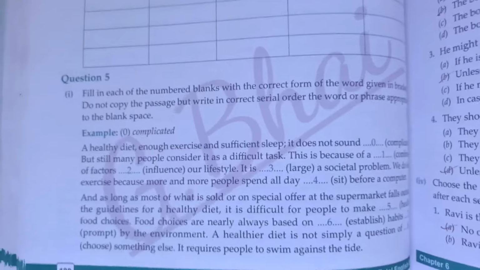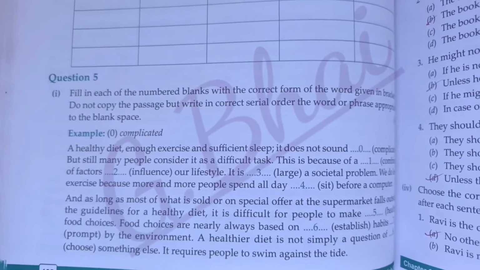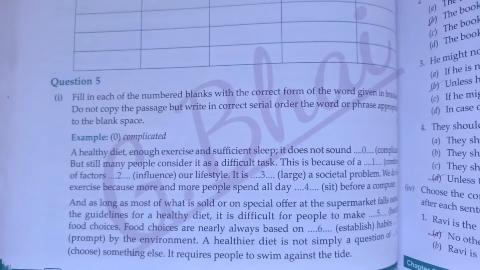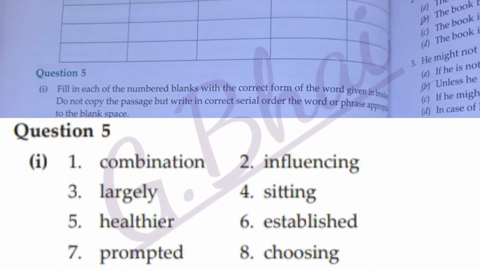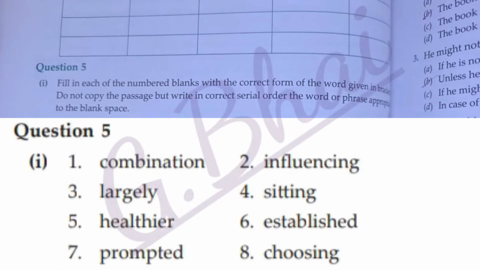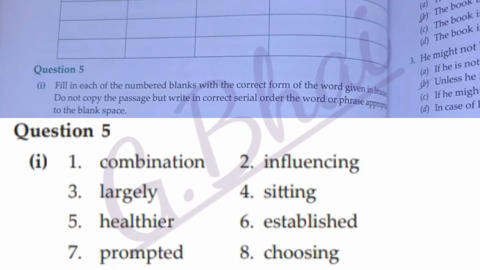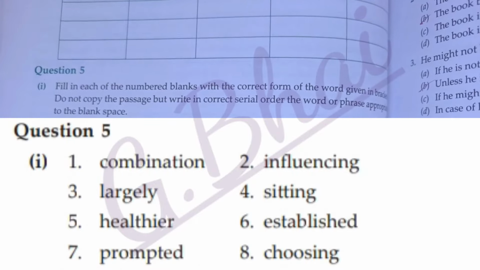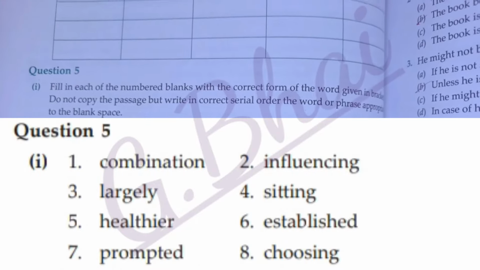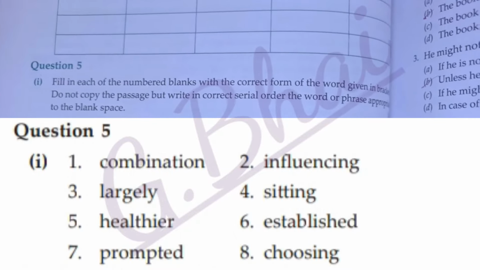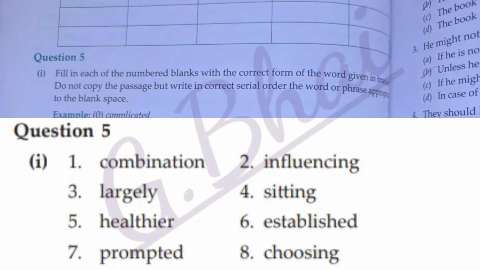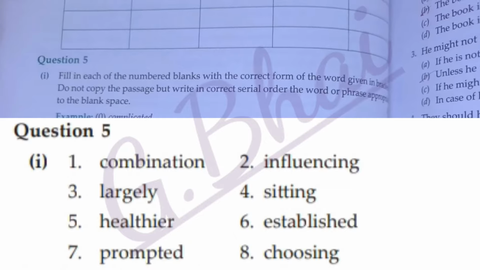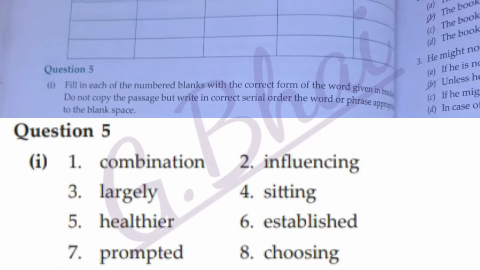Next, question number 5. Here, fill in the blanks with the correct form of the word given in the bracket. First one will be combination. Second, influencing. Third, largely. Fourth, sitting. Fifth, healthier. Sixth, established. Seventh, prompted. And eighth, choosing.